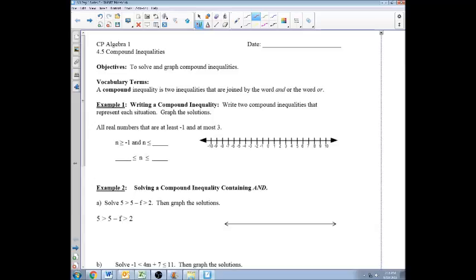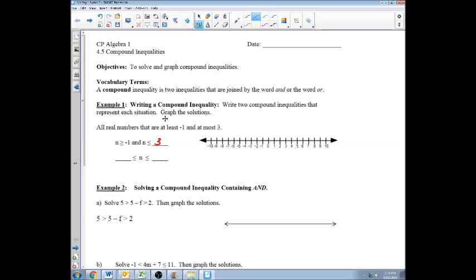So it says all real numbers that are at least -1. If it says at least, that means we're going to use greater than or equal to. So that one's already been written for us. Okay? If it then says at most 3, that's when I'll use less than or equal to. We've talked about that in the past. So I'm going to put 3 in the blank.